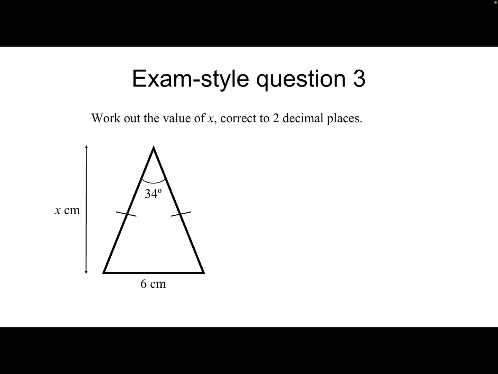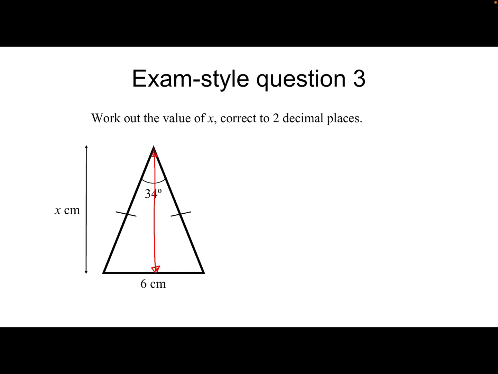Now, what do you notice here? This is not a right-angled triangle. This is an isosceles triangle. So you might think that you can't use trigonometry, but you can. What it wants to know is the height of this triangle. Well, let's put the height here instead. It would be the same length.